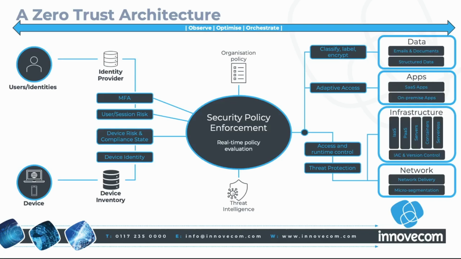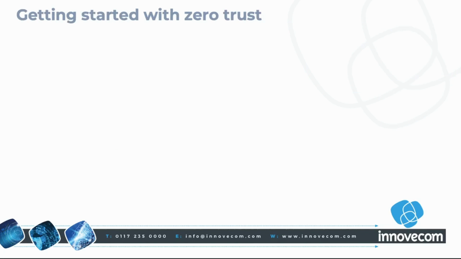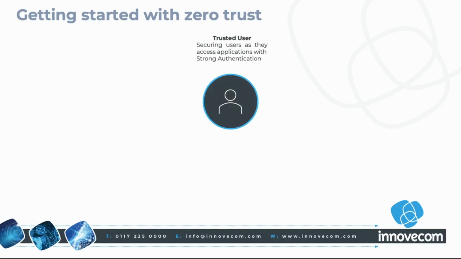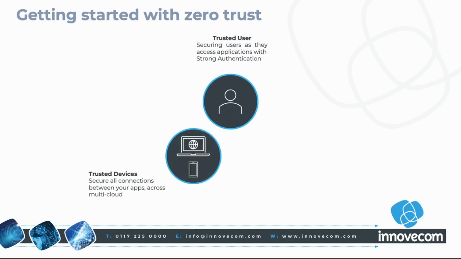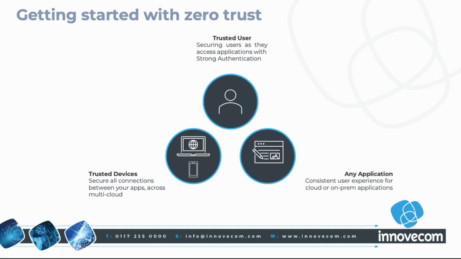So to get started with Zero Trust, we suggest to focus on just 3 pillars. So number 1 is the trusted user. So it's about securing users as they access applications with strong authentication. Number 2 is trusted devices. Secure all connections into your applications. And number 3 is about the application. So try to make the user experience consistent for all your applications. And we can make huge strides forward in getting these controls in place by deploying a single solution. It's called Duo and it's from Cisco.